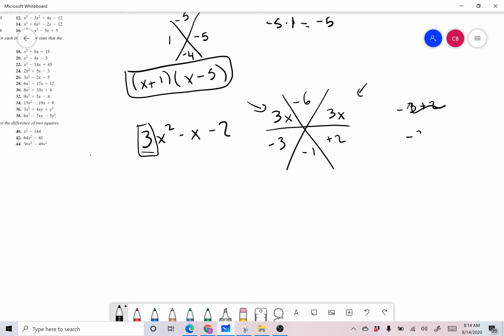Okay, so remember negative 3 times 2 is negative 6. Negative 3 plus 2 is negative 1. That is an ugly 6. I don't know why I just drew that. That's gross.